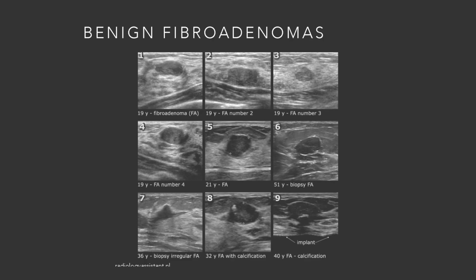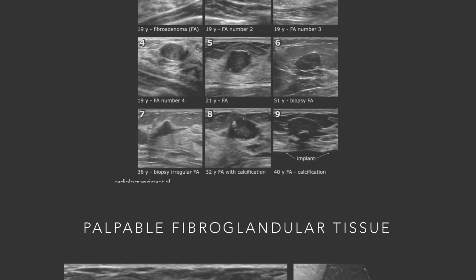So here are 9 examples of benign fibroadenomas. So these are all hypoechoic masses. They have variable shapes. The top left is a pretty circumscribed, benign-looking mass. If you look at the bottom left, labeled number 7, that one had some irregular margins, and so it was biopsied because of that, but found to represent a fibroadenoma.